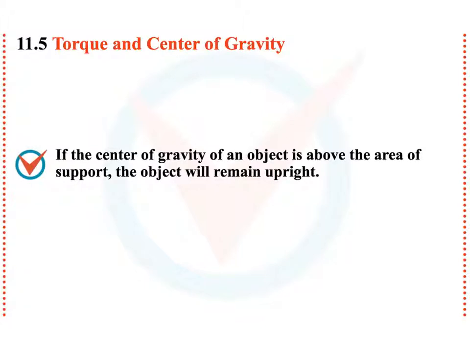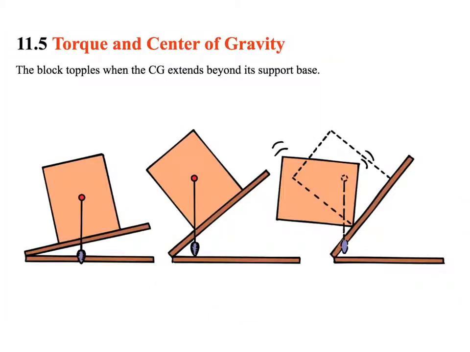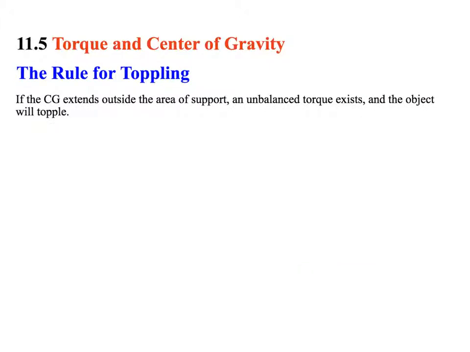Alright, if the center of gravity of an object is above the area of support, the object will remain upright. So the box topples when the center of gravity goes beyond its support point. You put this plumb bob on it right here, and if you see more of the box over the plumb bob than under it, then it would topple. Our rule for toppling: if the center of gravity extends outside the area of support, an unbalanced torque exists and the object will topple.